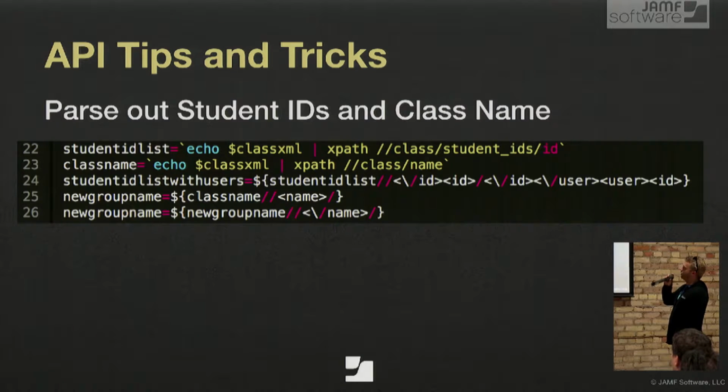After that, we are going to pull down the list of the student IDs using XPath out of that XML that we just pulled. We are going to pull out the class name, once again using XPath, and then we're just going to clean up that kind of stuff and get the variables ready for concatenation.